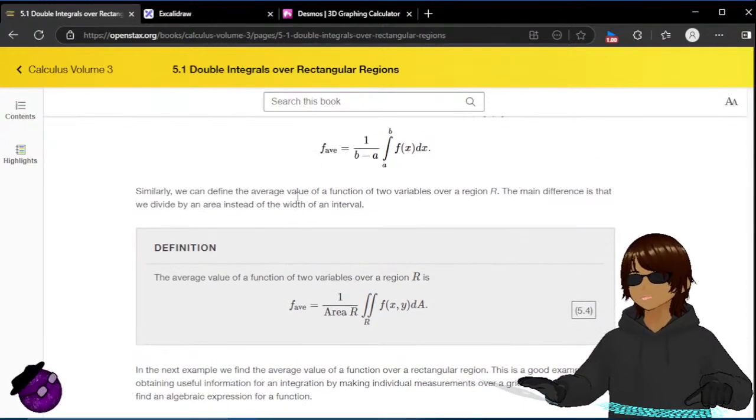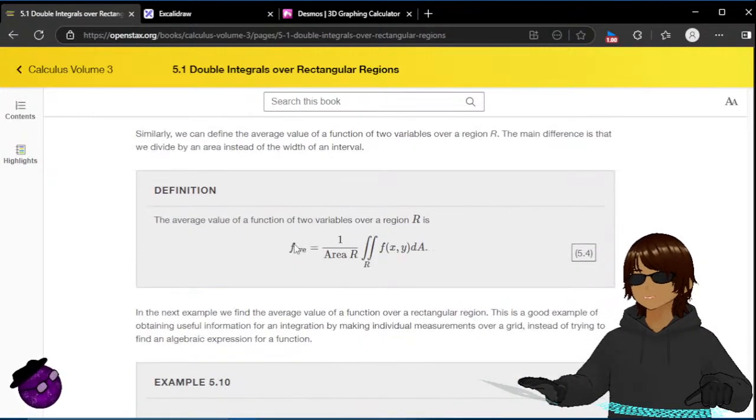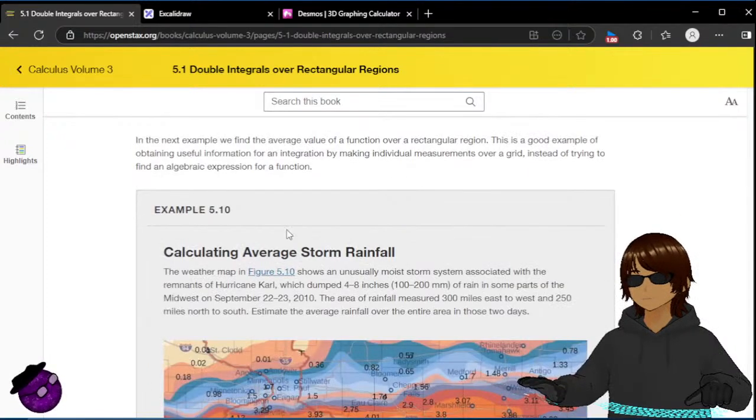Similarly, we can define the average value of a function of two variables over a region R. The main difference is that we divide by area instead of the width of an interval. Yeah, so this over here is the average value of a function of two variables. So the volume divided by the region.